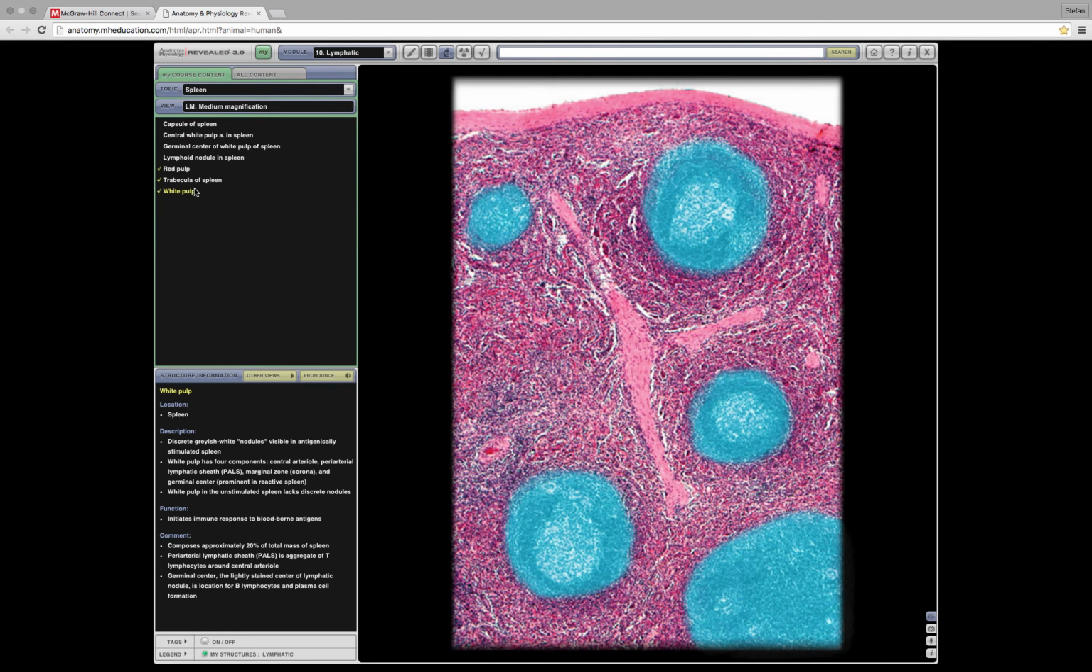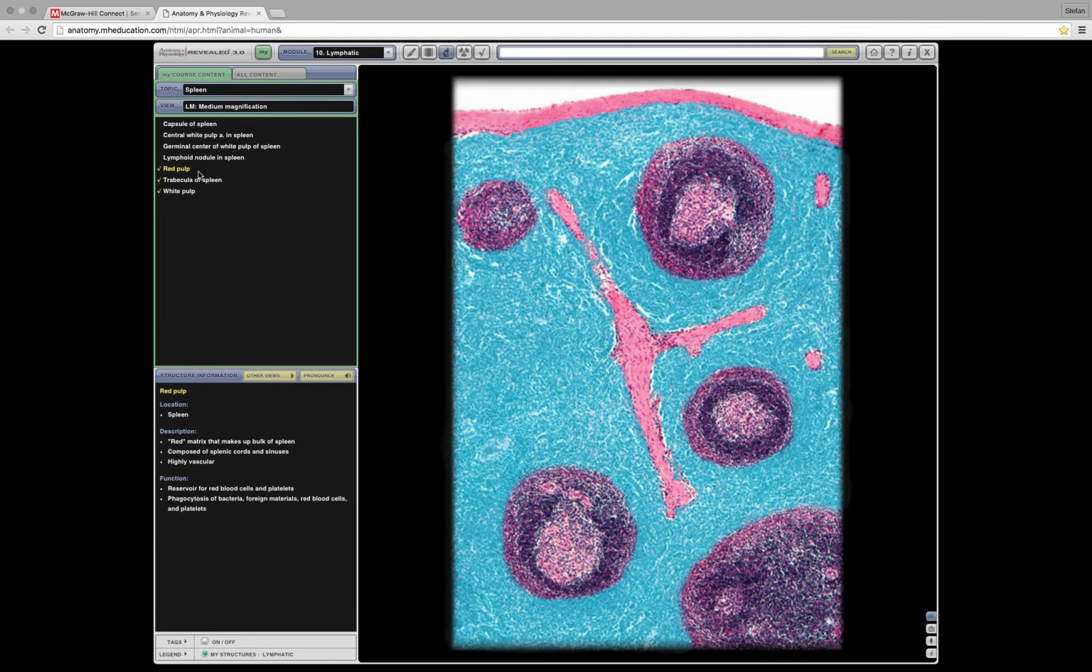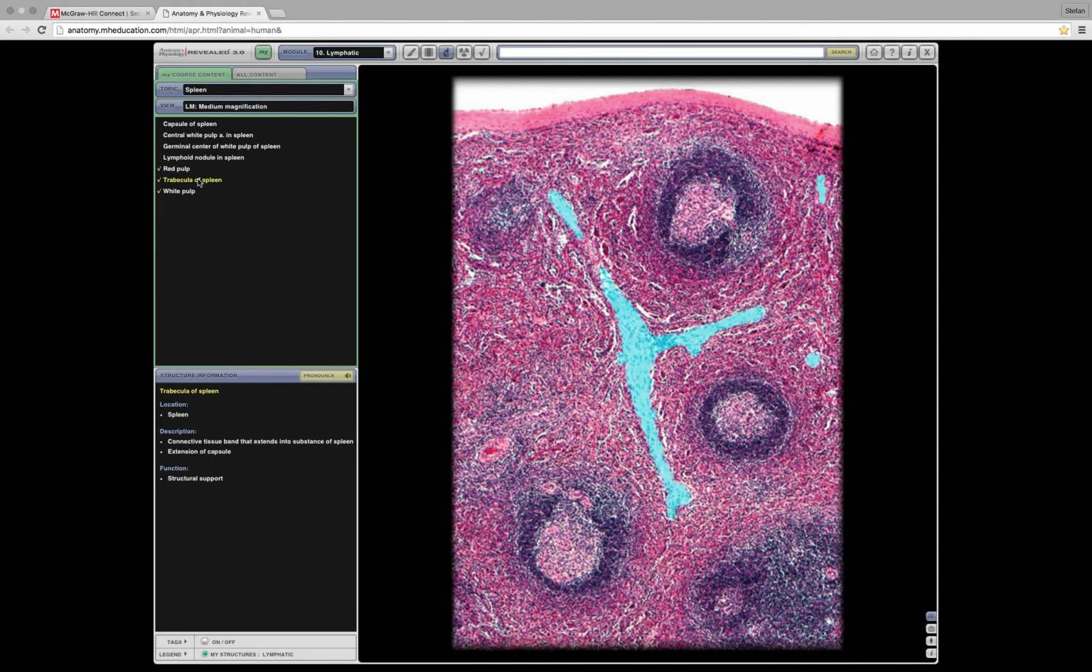in the spleen. The red pulp is everything else. And as you can assume, the red pulp, that's where the majority of the red blood cells are found within the spleen. The splenic cords, here it's called trabecula, those are the lines in the middle, and those are meant for filtration.